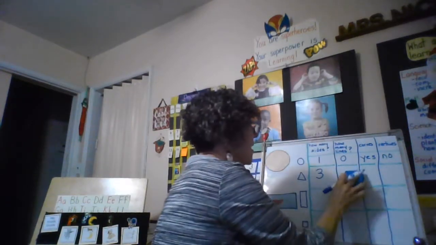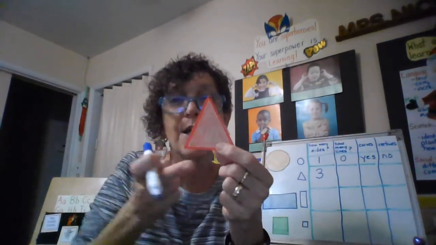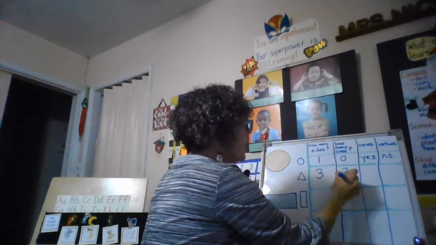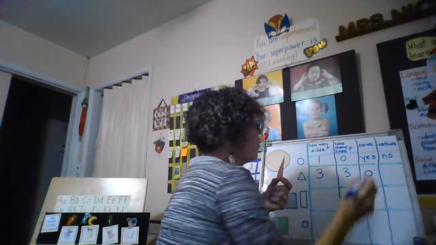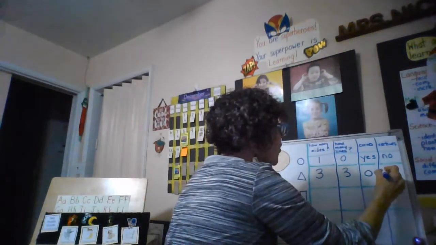Oh, I put it in the wrong spot. Does a triangle have any lines? Let's count them. 1, 2, 3. It has 3 lines. We already decided it has 0 curves. Mrs. Nichols wrote that in the wrong spot. Does it have any vertices or corners? 1, 2, 3. It does have 3 corners, so I'm going to write the number 3.